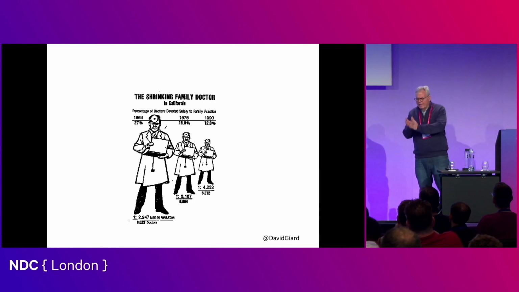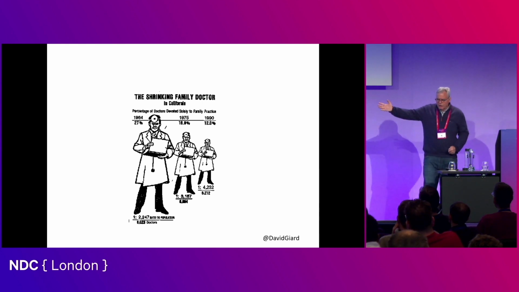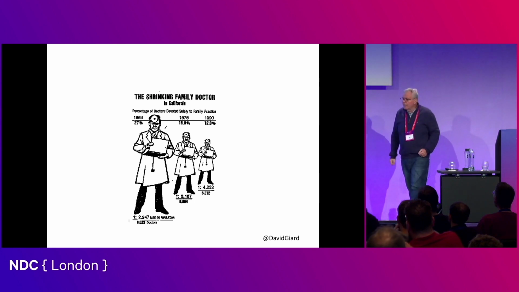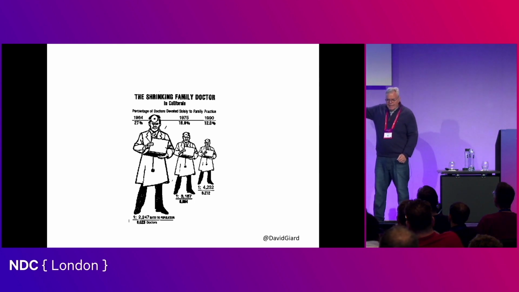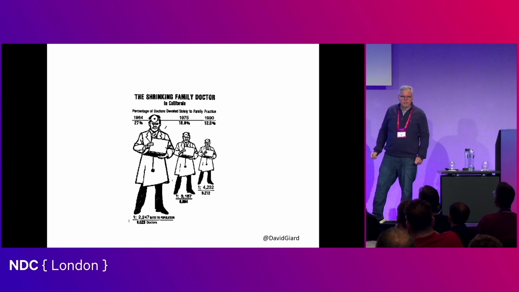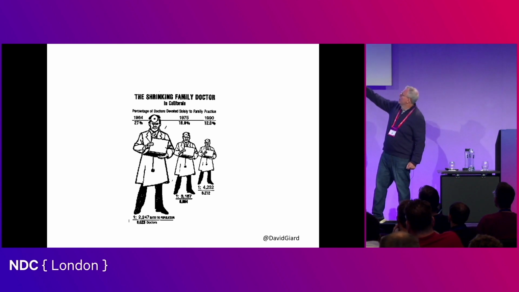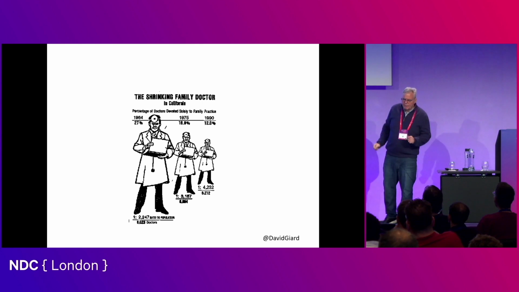Nowadays, doctors tend to specialize. There's just way more money in specialization. And that's what this graph is trying to show. In 1964, 27% of all doctors were generalists, and by 1990, only 12% were generalists. And that's what we're showing here. I don't like the fact that the x-axis isn't quite proportional, but that's not the big problem I have with this.